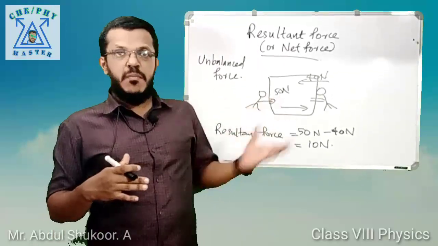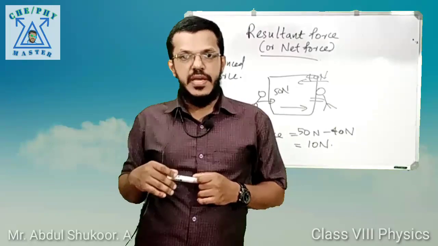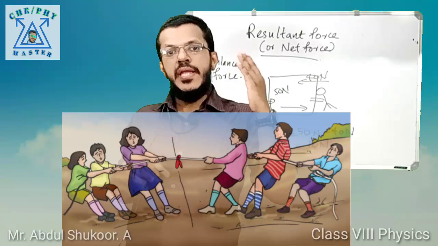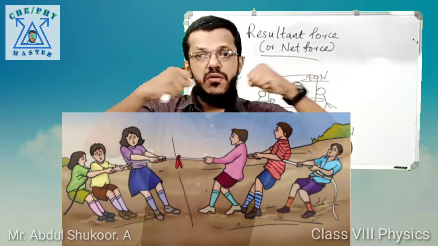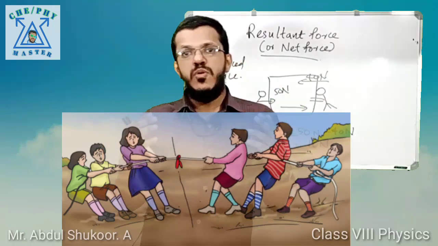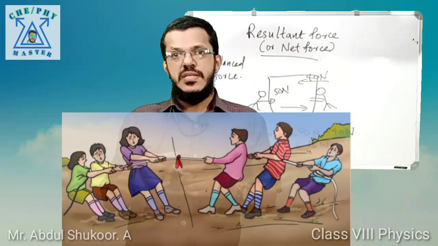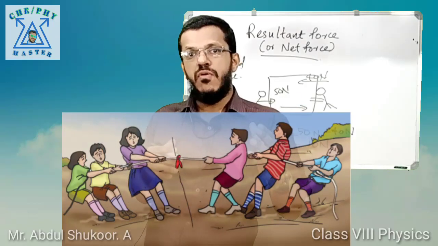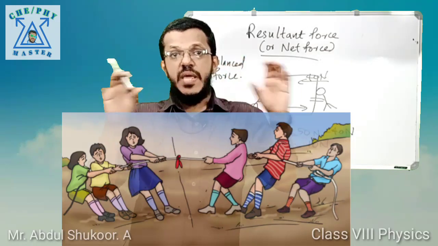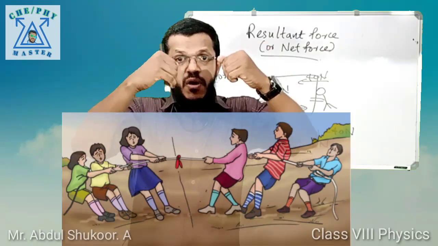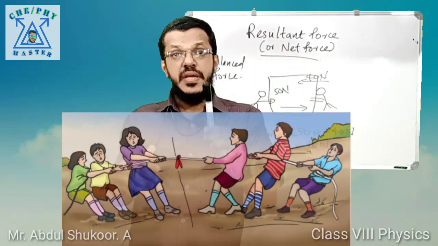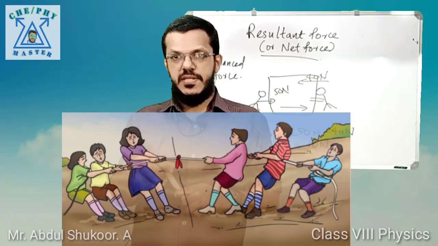Another example for unbalanced force can be explained like this: have you ever seen the game of tug of war competition? In this game, two teams pull the rope in opposite directions. Members of both teams are trying to pull the rope in their own directions. Sometimes the rope simply doesn't move. Why? In that case, two teams are applying equal force in opposite directions. There is no motion for the rope. At that time, balanced forces are experienced.